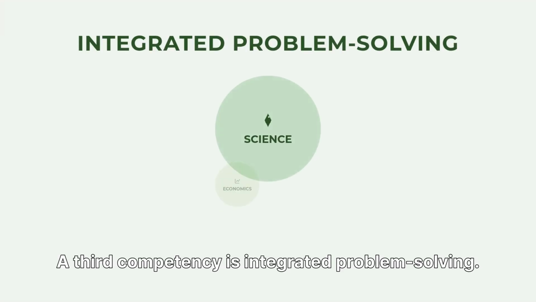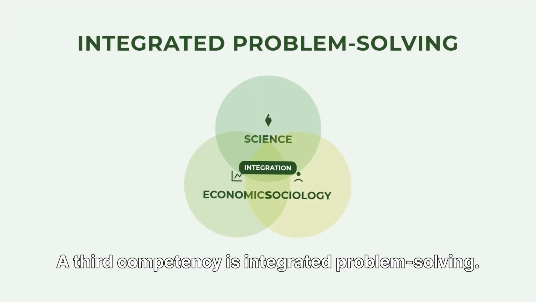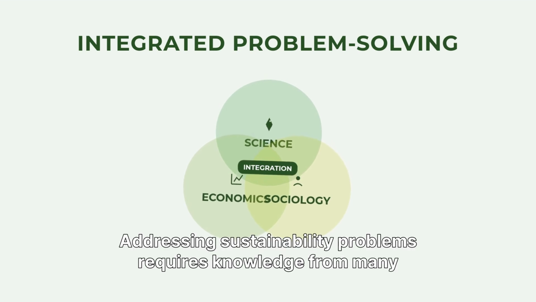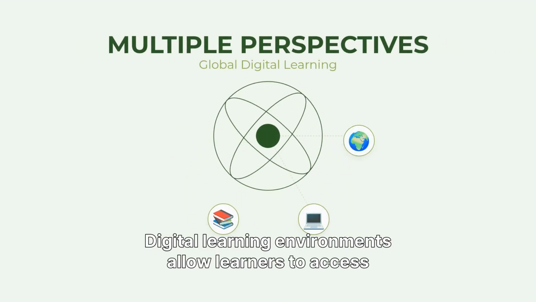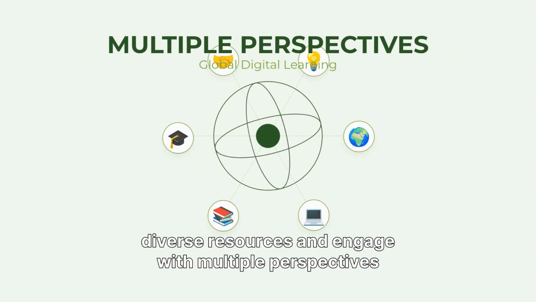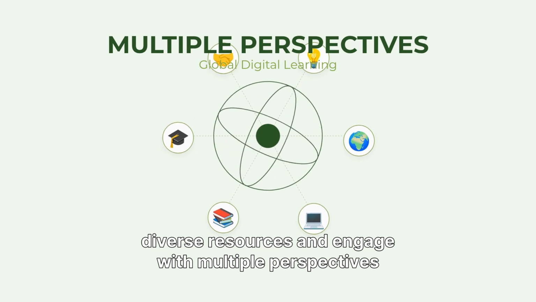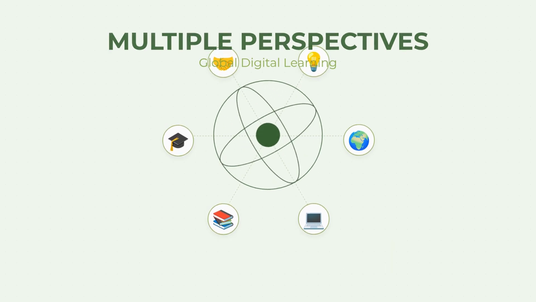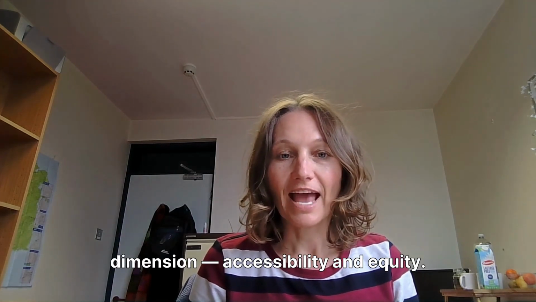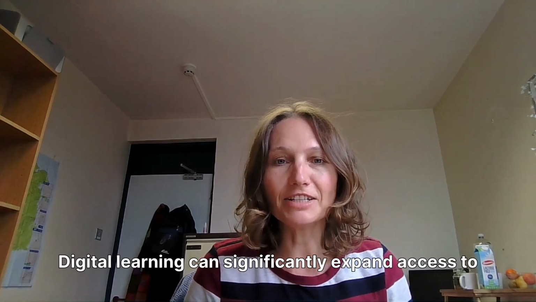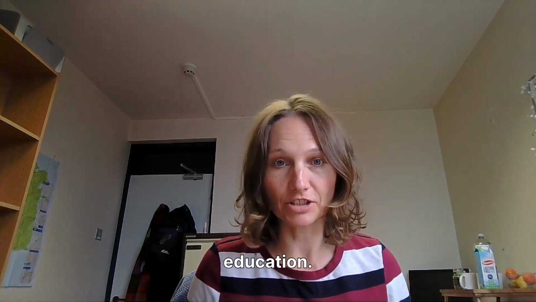A third competency is integrated problem solving. Addressing sustainability problems requires knowledge from many different fields. Digital learning environments allow learners to access diverse resources and engage with multiple perspectives from around the world. And this leads us to another important dimension: accessibility and equity. Digital learning can significantly expand access to education.